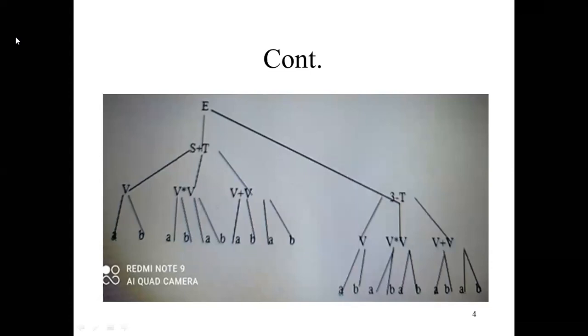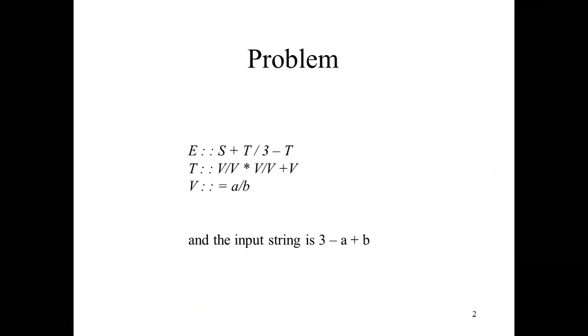Now come to another step. This is the complete syntax or parse tree. Again, just look here. E is equal to, we can say, we have two options.